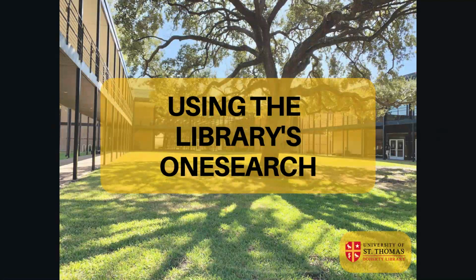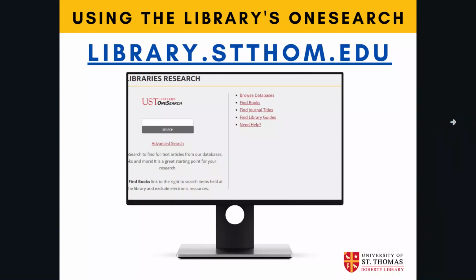In this tutorial, we will learn about using the UST OneSearch bar to search for books, scholarly articles, and more, all at the same time. To get started, visit the library's website from UST's homepage, it's on that red bar at the top, or from library.sttom.edu like you see on my screen, or from the Assist tab in Blackboard.